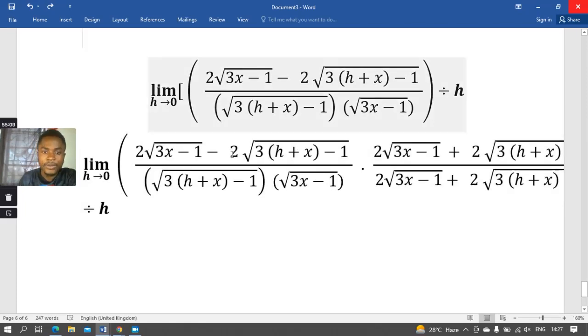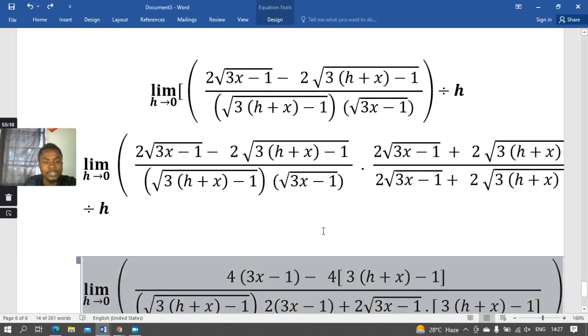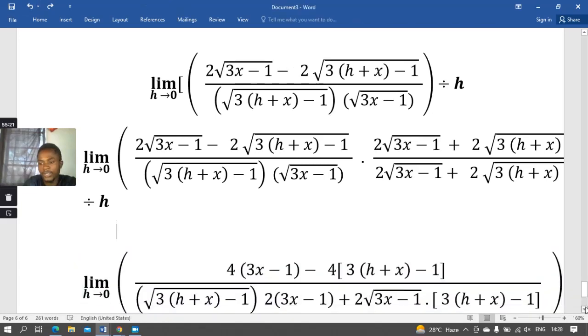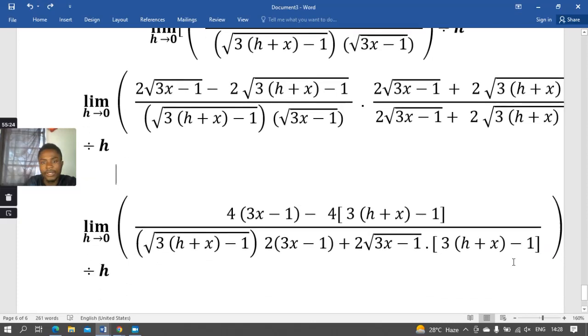Let me just write that down so that someone can easily get what I'm saying. This is what I've said by word of mouth. When you multiply the numerator with its conjugate, this whole expression is what you are going to have.